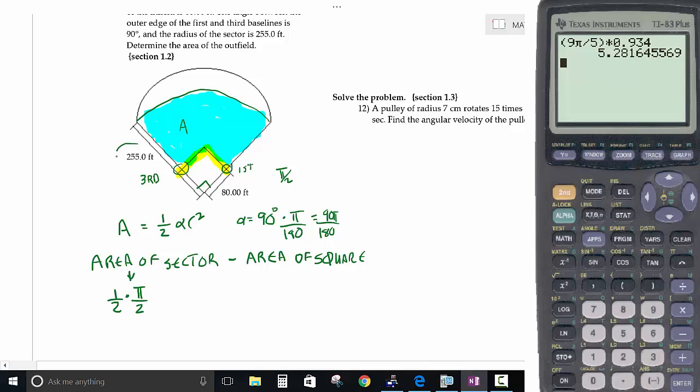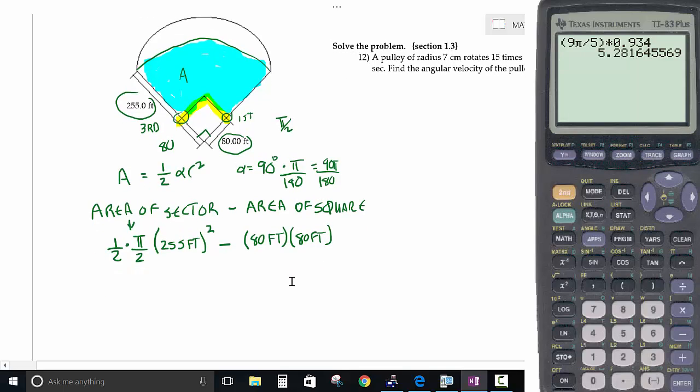Now that radius is this thing that they gave you. That is 255 feet to the second power. So we're going to work that out. Now the area of a square is just base times height. So this is going to be 80 there, 80 there. So that's going to be 80 feet times 80 feet, length times width, or you can think of it as just multiplying that one side by itself.